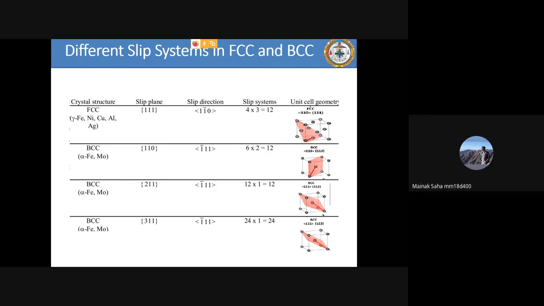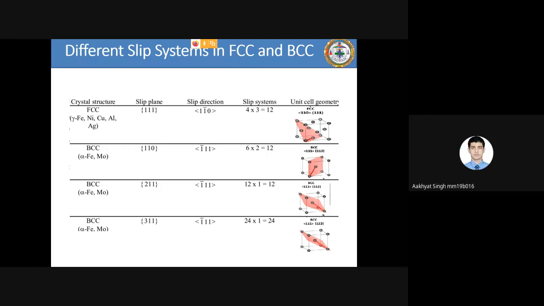I already said that FCC metals are comparatively much more ductile than BCC. But why do you think this alpha ferrite, when I add carbon to alpha iron to form alpha ferrite, is called the softest phase in the phase diagram? Because BCC is not as ductile, it should be hard, no? Why am I calling it the softest phase?